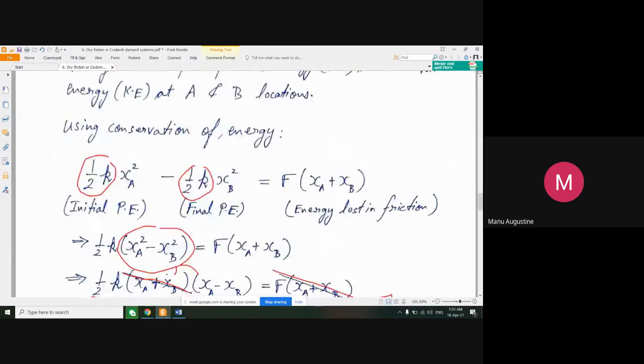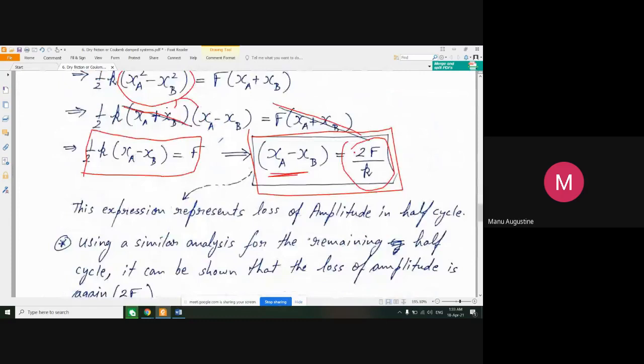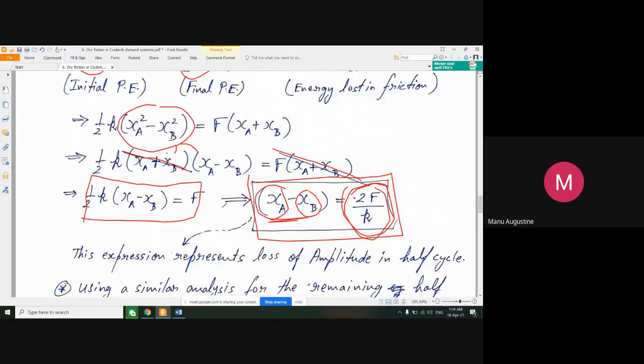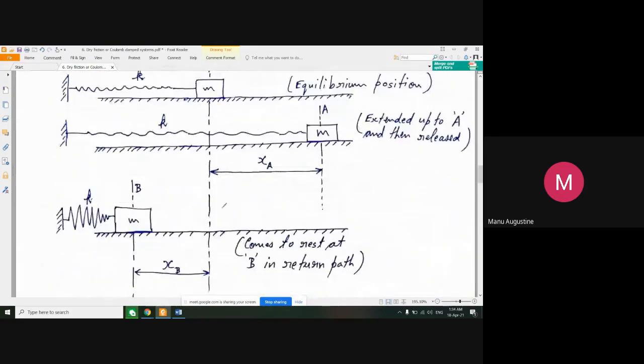तो अपन ने ये derivation half cycle के लिए किया और ये पता किया कि x_A मेरा initial amplitude था, और half cycle खत्म हुआ तो x_B मेरा amplitude था. तो x_A minus x_B जो है वो 2f बाई k के बराबर आती है. ठीक है. Now, this same analysis can be repeated for the remaining half cycle. Remaining half cycle का मतलब है अब x_B पे आकर के रुका है, अब आपको कुछ करने की जरूरत नहीं है, आप सिर्फ देखते रहो.